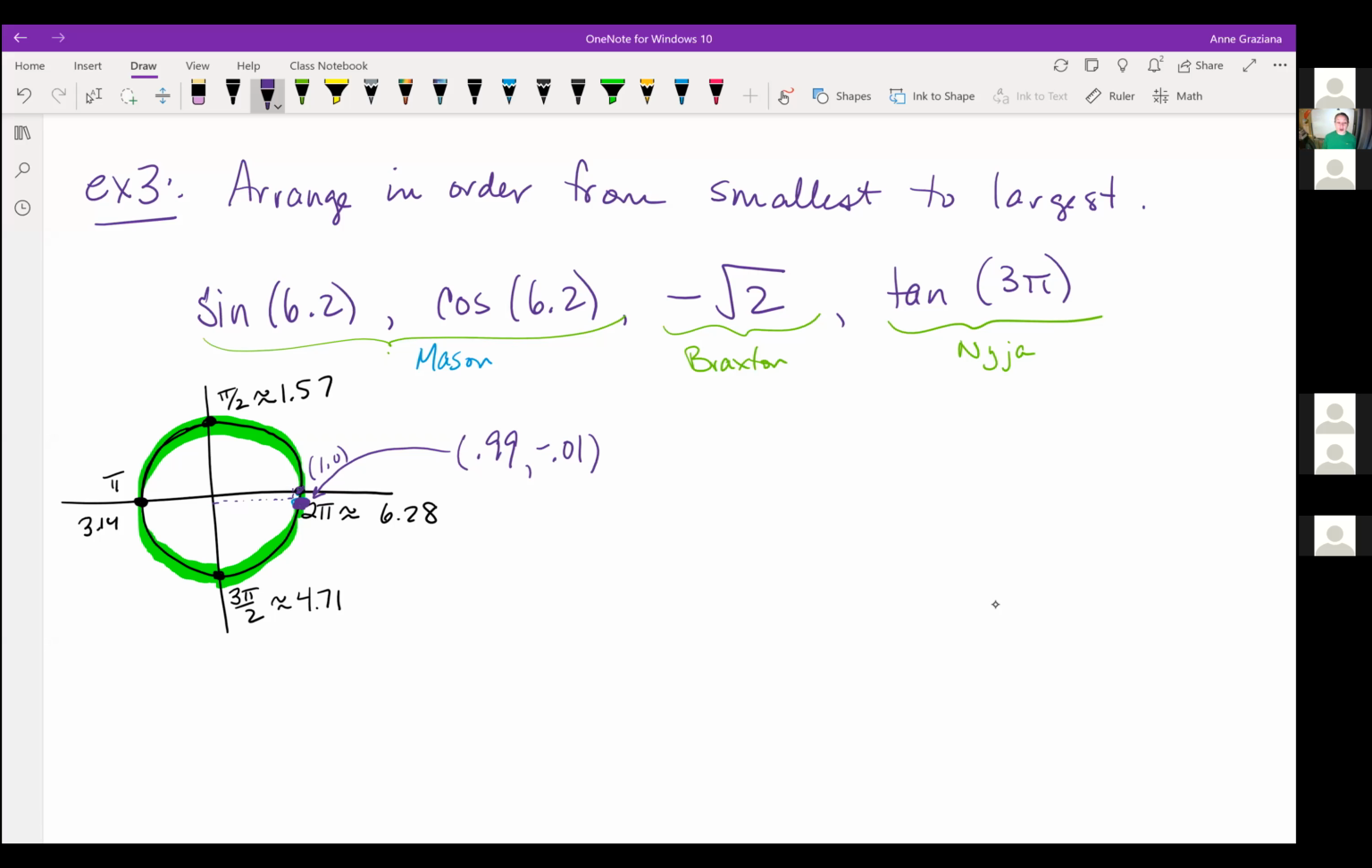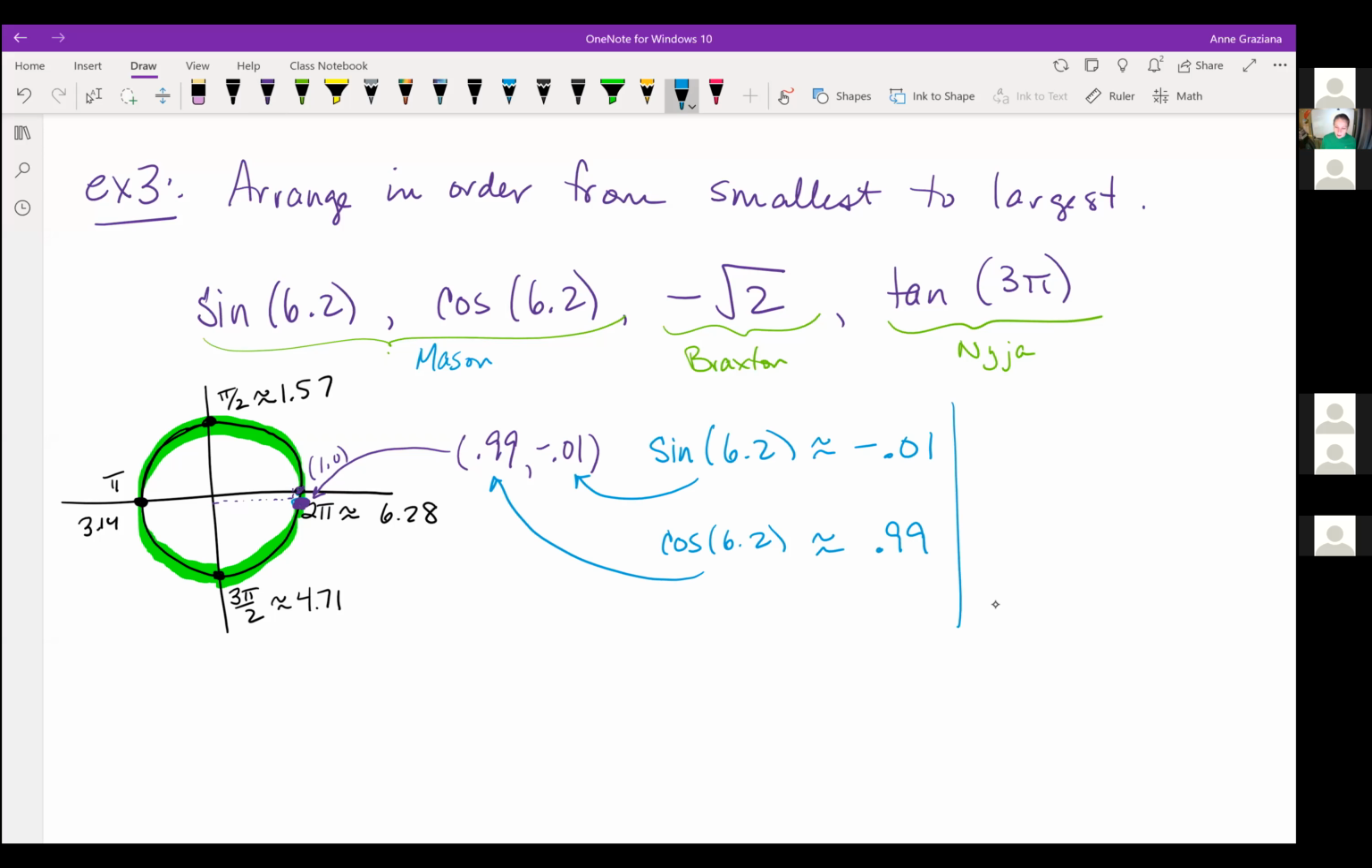Because that is the key to all of this. That's the thing you have to be able to do. You have to be able to estimate those coordinates. Then once you have them, we have the information we need. Sine of 6.2 is just this Y coordinate, it's about negative 0.01. And cosine of 6.2 is this coordinate. It's about 0.99. Okay.